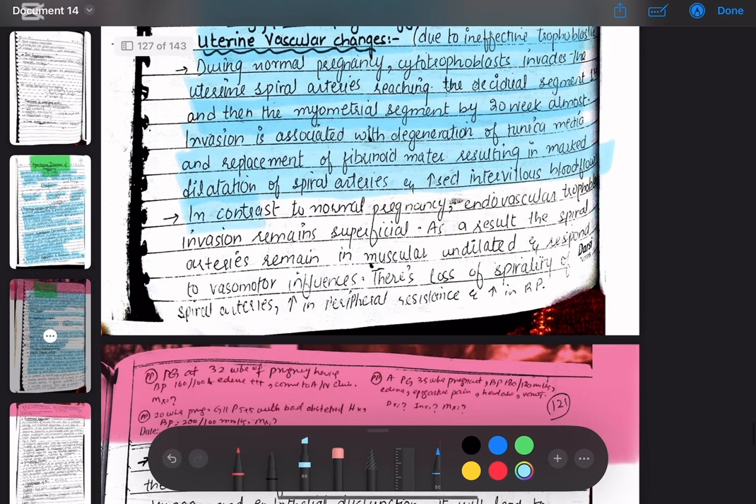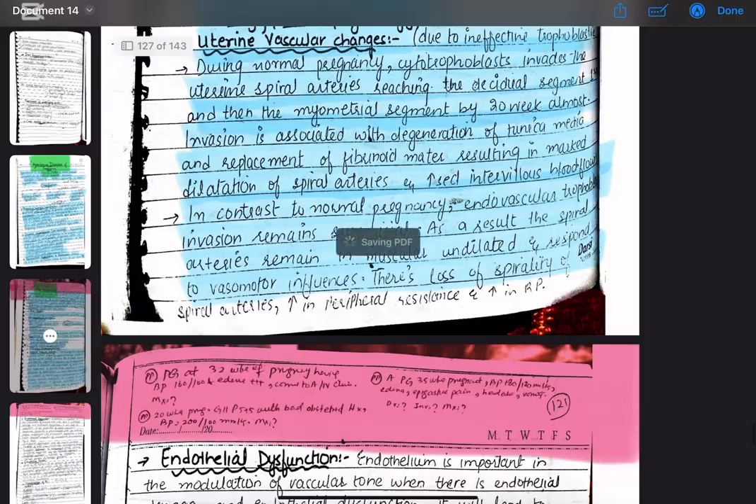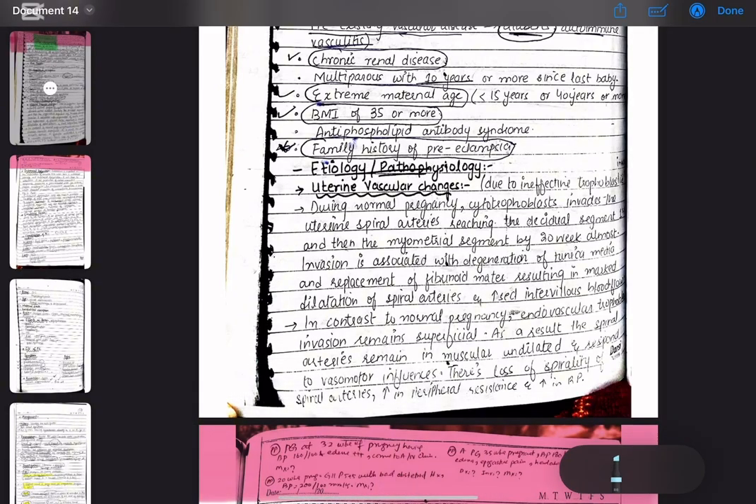In contrast to normal pregnancy, endovascular trophoblastic invasion remains superficial. As a result, the spiral arteries remain muscular and undilated and respond to vasomotor influences. There is loss of spirality of the spiral arteries and an increase in peripheral resistance.